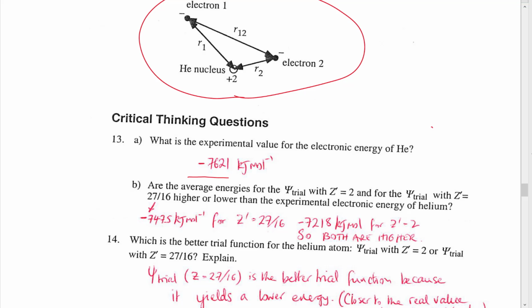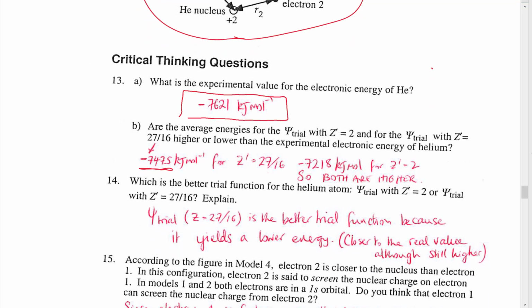So this is the true measured value, referring us back to the earlier models. Part B are the average energies for the trial functions with z prime equals 2, or for the trial function with z prime equals 27 over 16. Are these higher or lower than the experimental electronic energy of helium? We're going to find that both are higher. So you just do the comparison, and they're higher because they're actually less negative, so they're higher values.